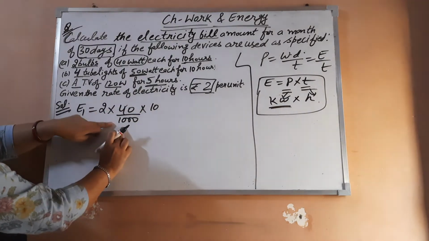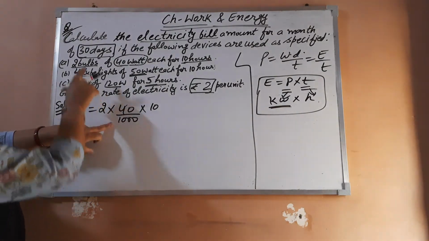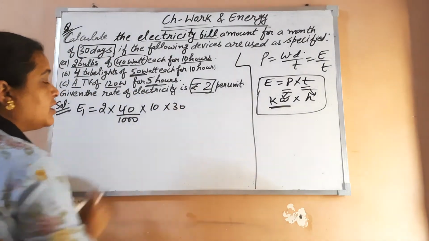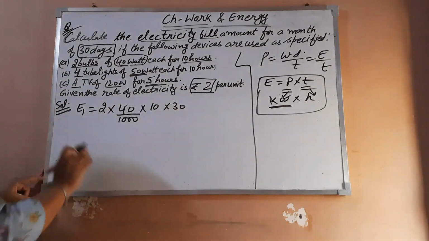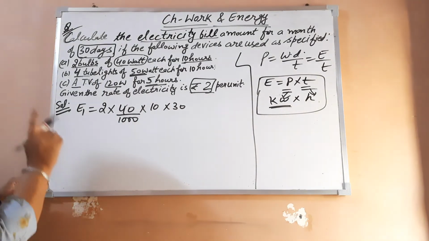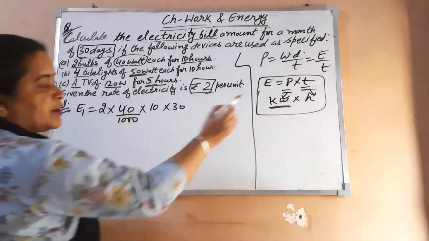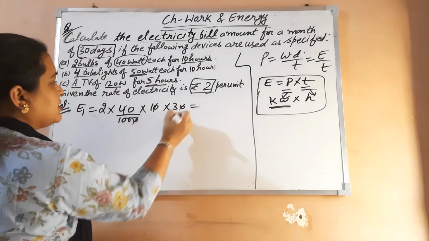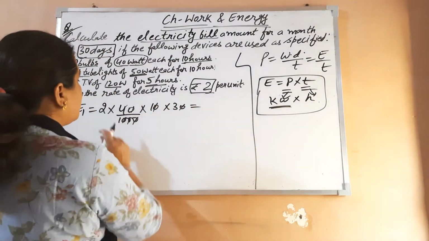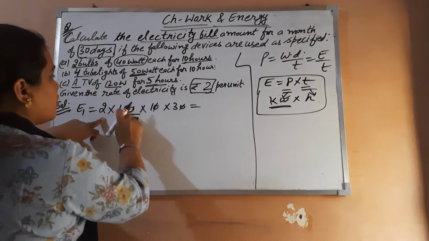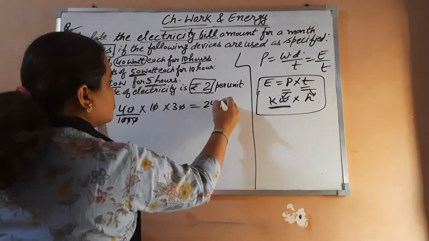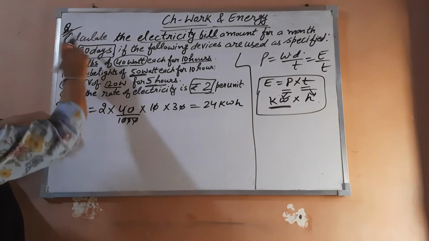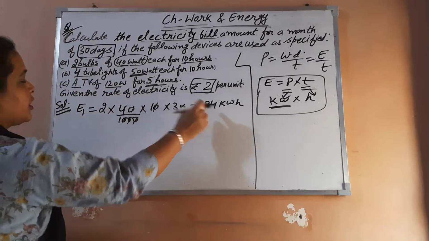This gives the energy consumed for 1 day. For how many days do we have to calculate? 30 days, so multiply by 30. In this question there is nothing new, you have to do direct multiplication, but keep in mind that power should be in kilowatt and time should be in hour. Let us calculate this. Cancel out all the zeros. 4 3s are 12 and 24. So you get 24 kilowatt hour. This means the bulbs' total consumption for 30 days is 24 kilowatt hour.